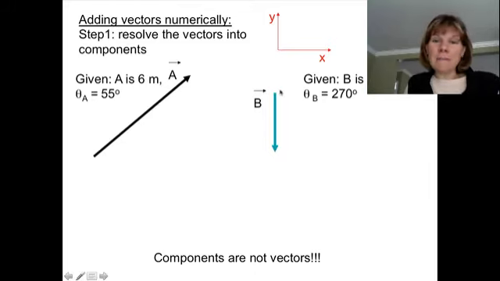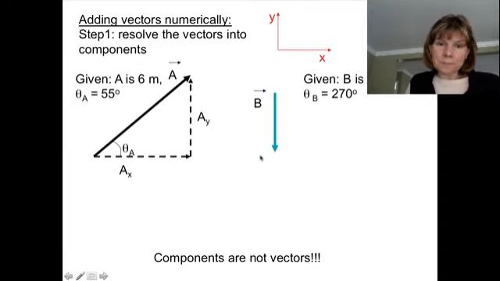Vector B has 0 x component, and the y component is just going to be equal to 3 meters, and it points in the negative y direction. So that would be negative 3 meters. So let's take a look at this more closely. Here is what the x component of A looks like. Here's what the y component of A looks like. And we know that theta is 55 degrees.